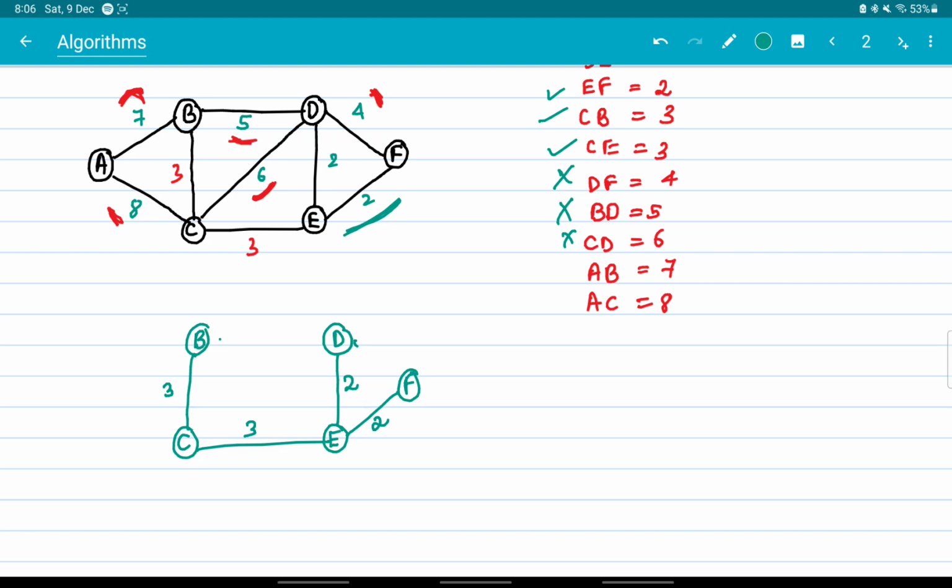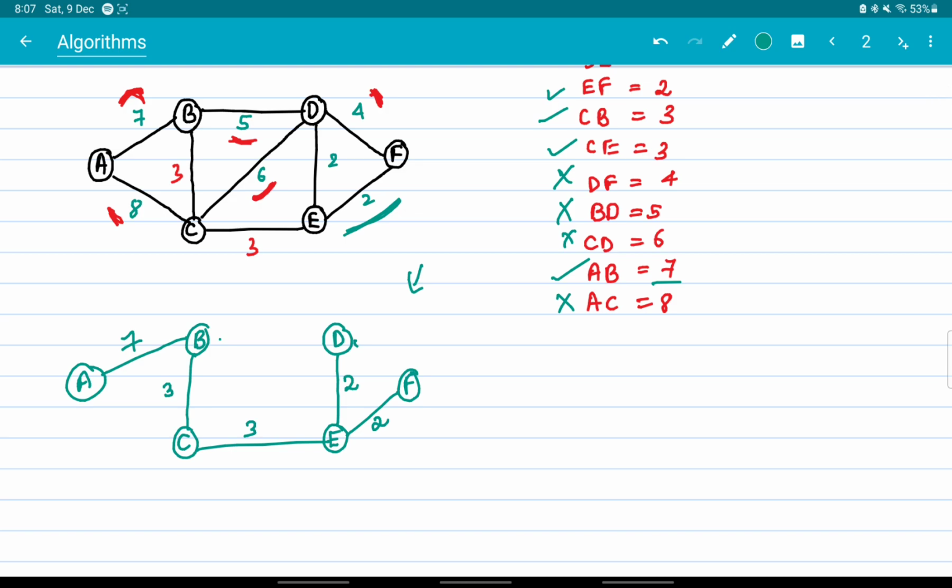Next edge is AB. So AB I can connect because it doesn't lead to the formation of any cycle, and the value of AB is 7. The next edge is AC. Now again if I connect AC like this, it is forming a cycle. So I will eliminate the edge AC and not consider it for my formation. So you can see here that what is present over here is our minimum spanning tree. Okay, so we have got our minimum spanning tree over here.